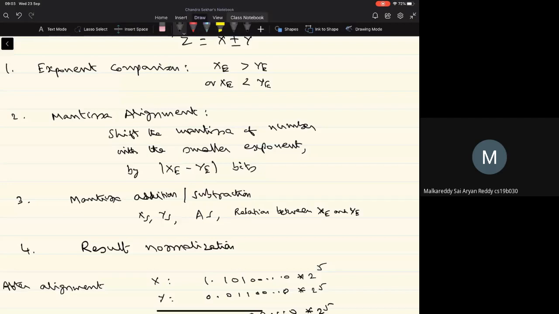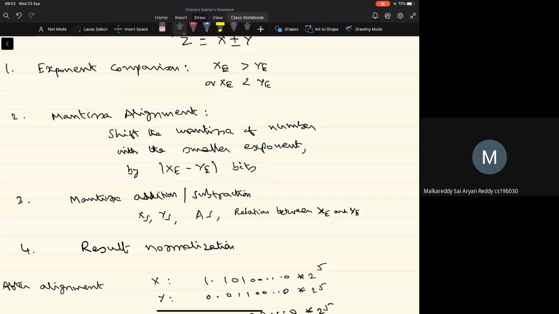And once we do the mantissa addition or subtraction, the result of that may not be in the normalized form, and we need to perform the result normalization, which means that we need to shift the position of the binary point accordingly and adjust the exponent. And before the adjustment, the exponent of the result will be the greater exponent. If xe is greater than ye, then the result's exponent will be xe, otherwise it will be ye, but there will be some adjustment of that in order to perform the normalization.